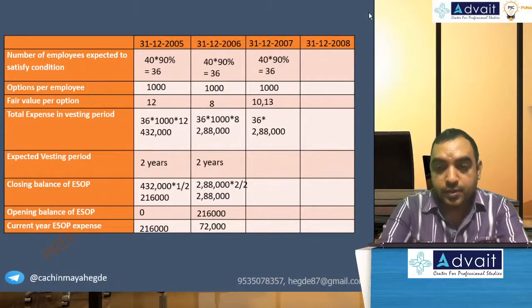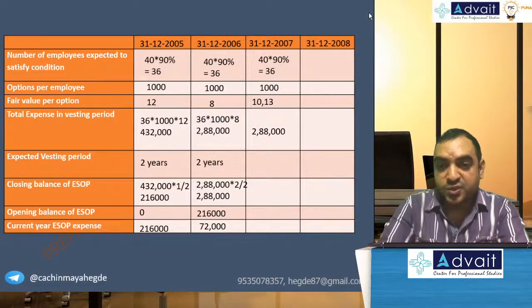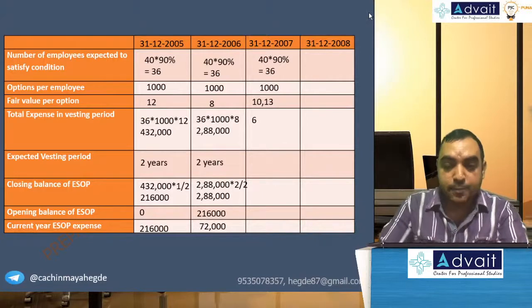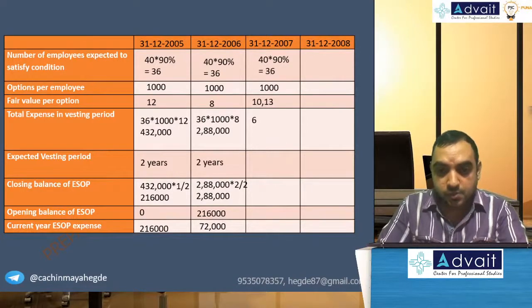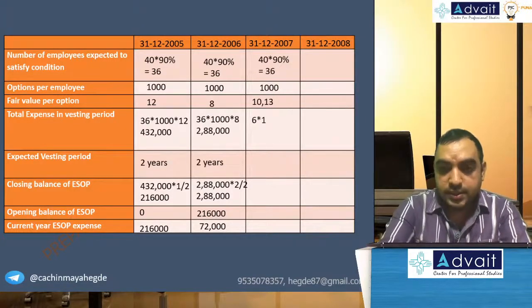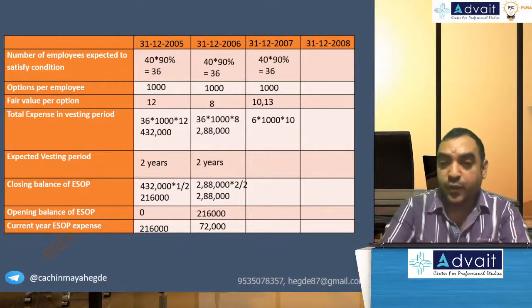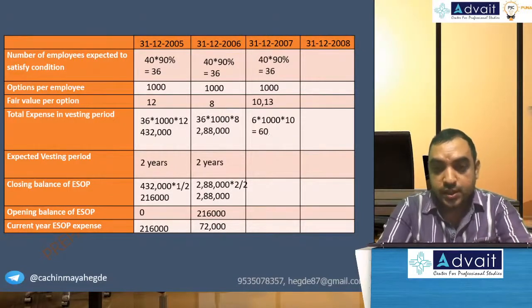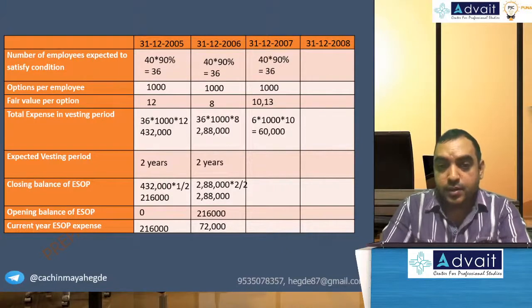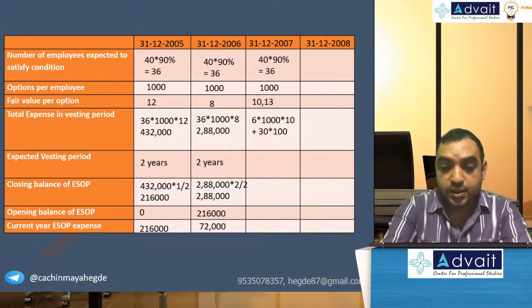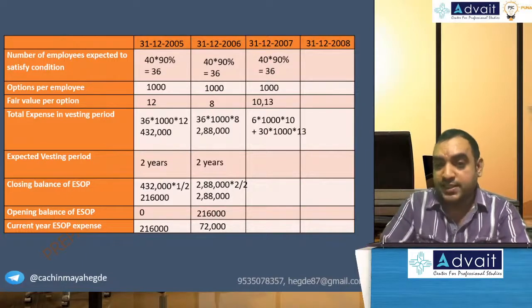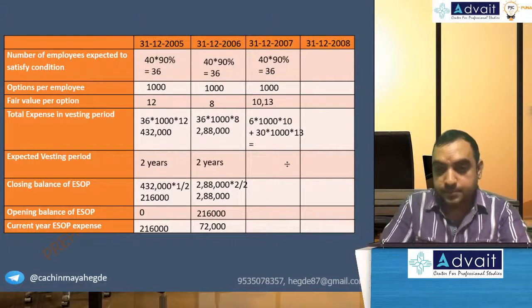36 employees. We have to do it employee-wise. How many employees have exercised? I think 6 employees have exercised. 6 employees exercised their option, and the number is 1,000 for each of the employees, and when they exercised, the fair value is 10 rupees, which comes to 60,000. I'll write the amounts later, plus the remaining employees. Who are the remaining employees? 30 employees, 1,000 options each. And what is the fair value of their option, because they have not exercised yet? That is 13 rupees. So total, can you give me the total, somebody?